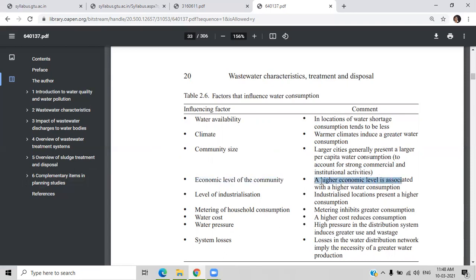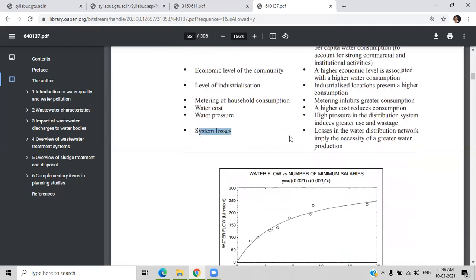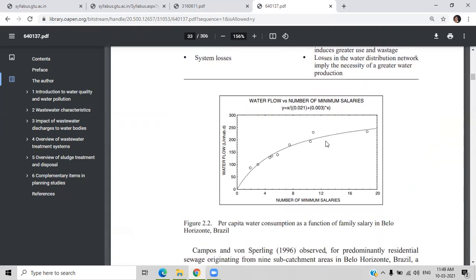Economic level of the community: a higher economic level is associated with higher water consumption. Level of industrialization: industrialized locations present higher consumption. Metering of household consumption: metering induces lower consumption by inhabitants. Water cost: a higher cost reduces consumption. Water pressure: high pressure in the distribution system induces greater use and wastage. And system losses: losses in the water distribution network imply the necessity of greater water production.